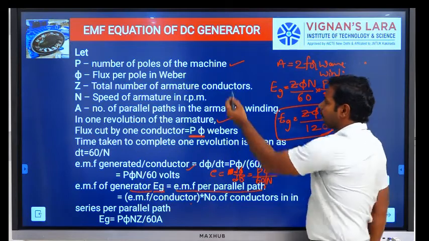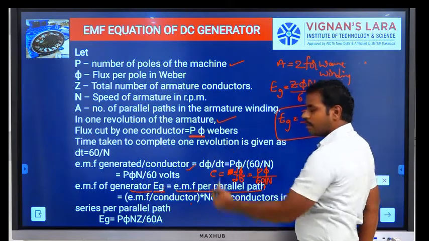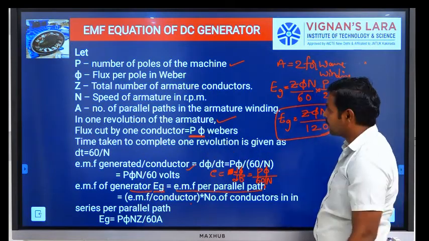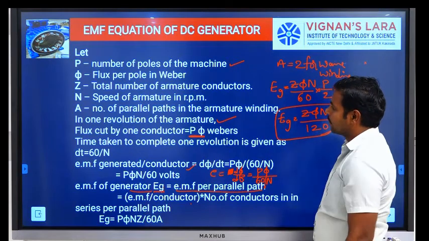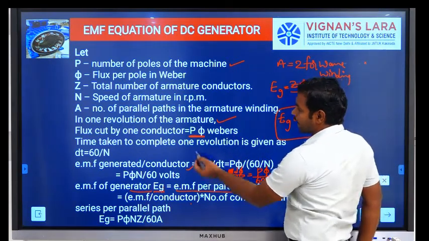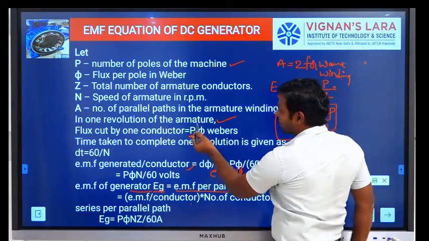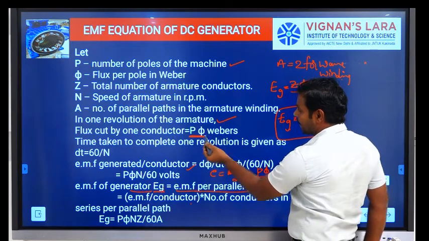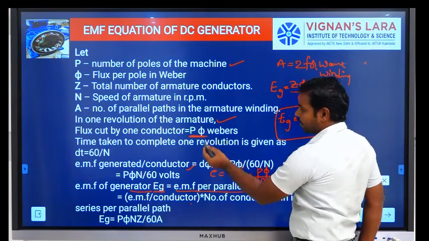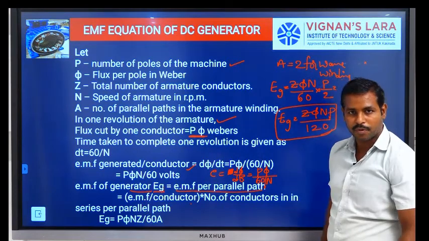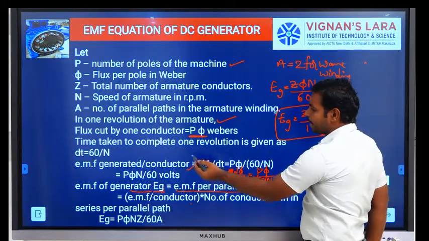First of all, we know the parameters of the armature as well as the field winding. Second, for completing one revolution of the armature, the flux cut by the conductor is equal to P into phi. The time taken to complete one revolution is equal to 60 by N.